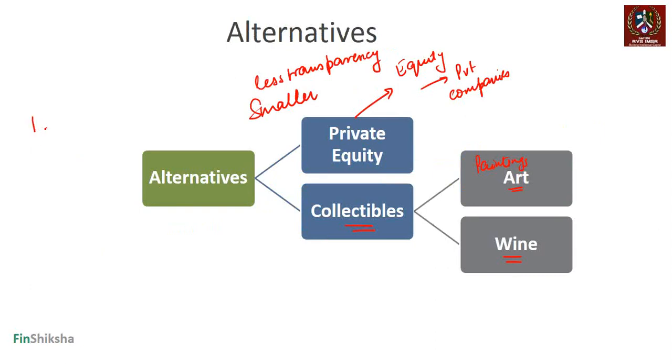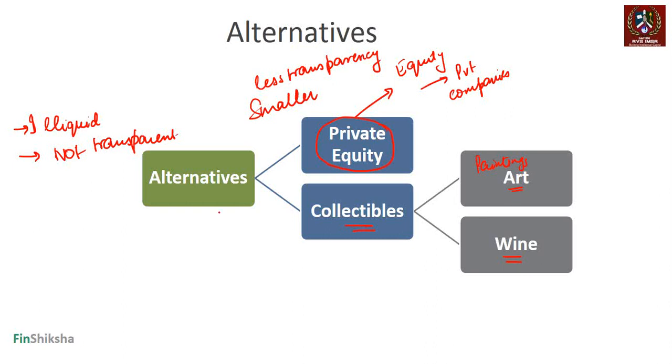Having said that, there is a little bit of a problem with respect to alternatives. What is the problem? They are illiquid. You cannot get in and get out of a painting or wine so easily. You wouldn't find a buyer most of the time. So that's a big risk, right? Second, they are not transparent. Not transparent in the sense that if you're investing in a private equity firm, that will in turn invest in smaller companies that are not as transparent as some of the publicly listed equities or bonds that are available.